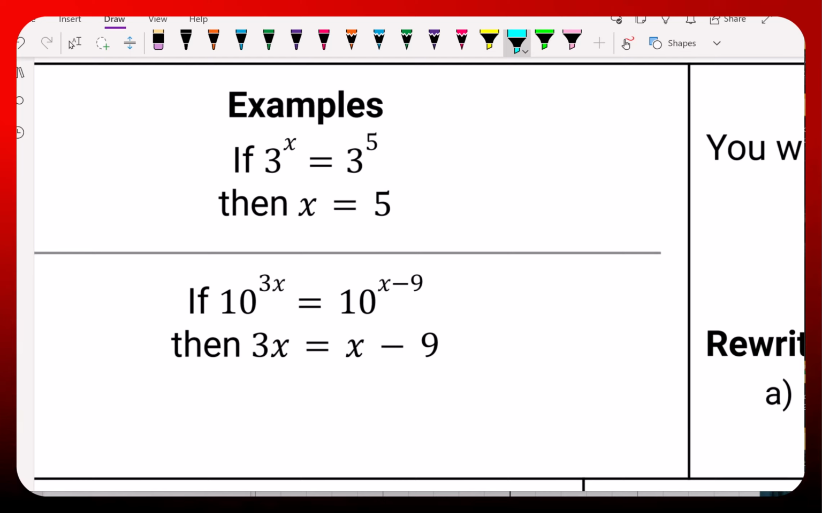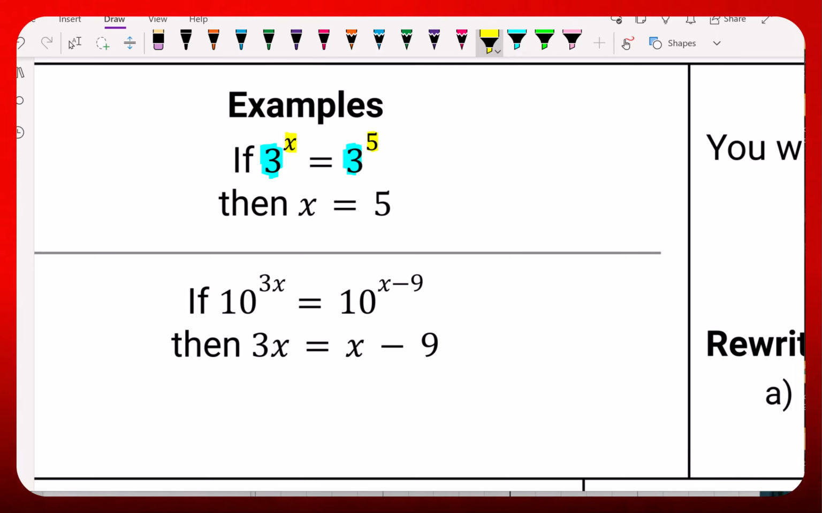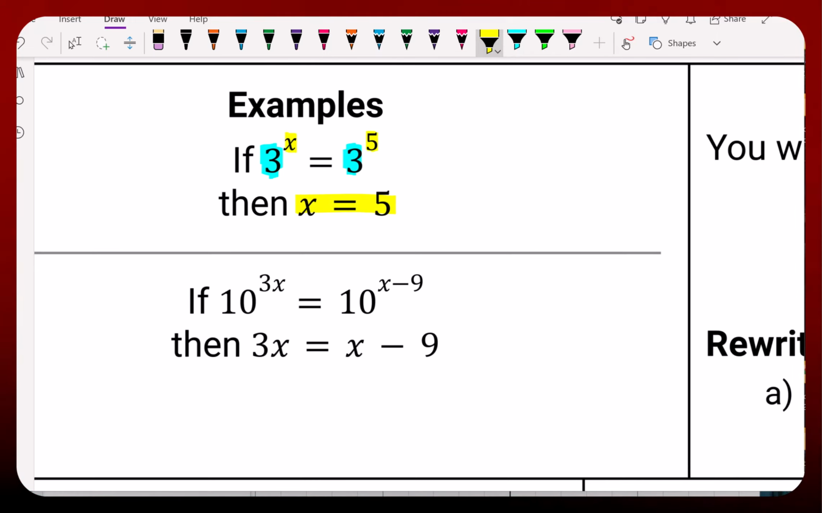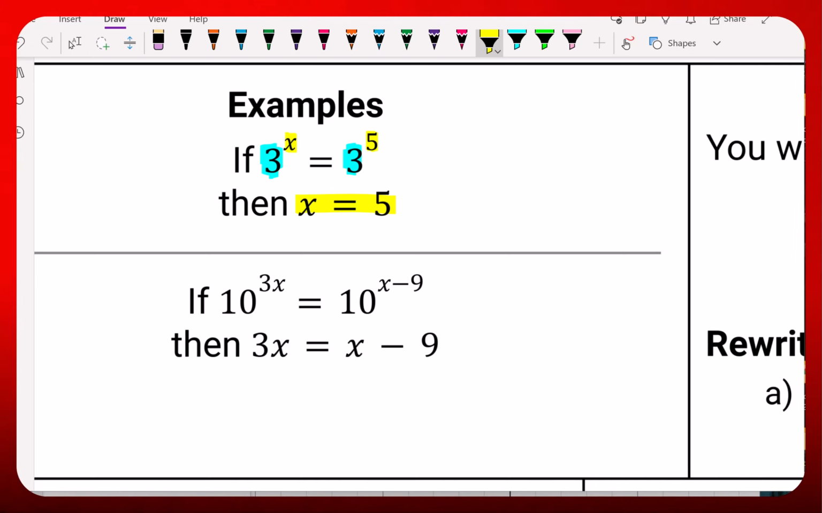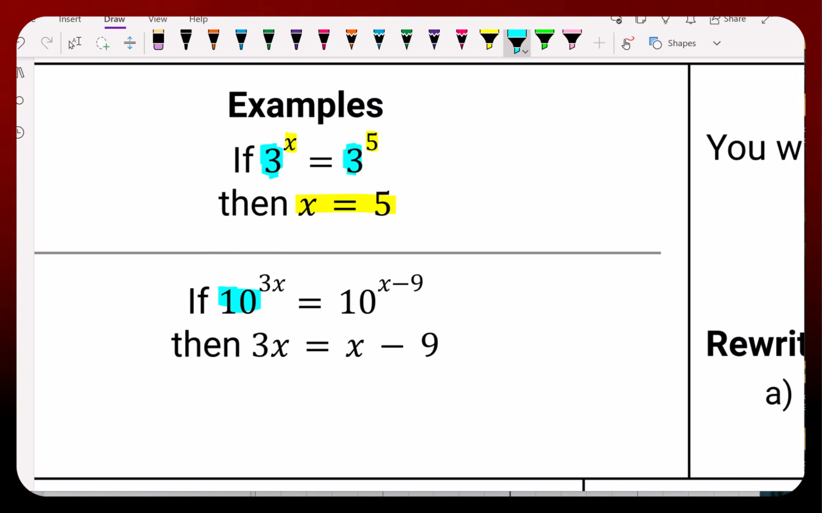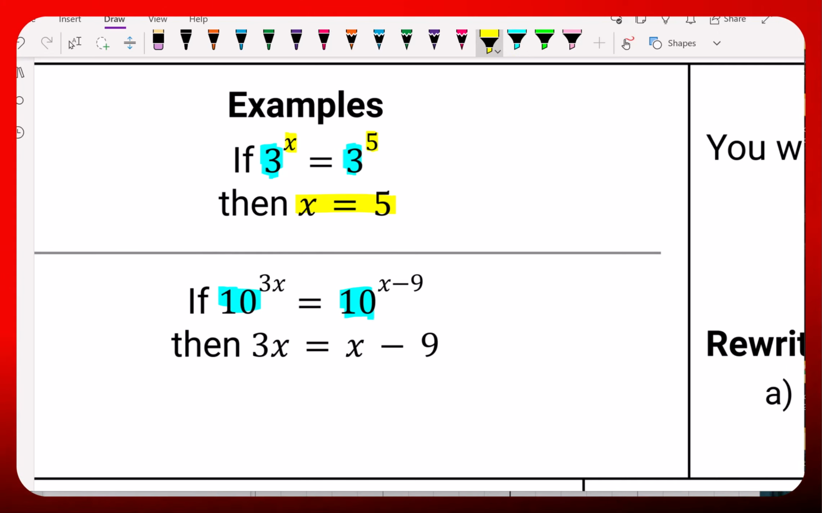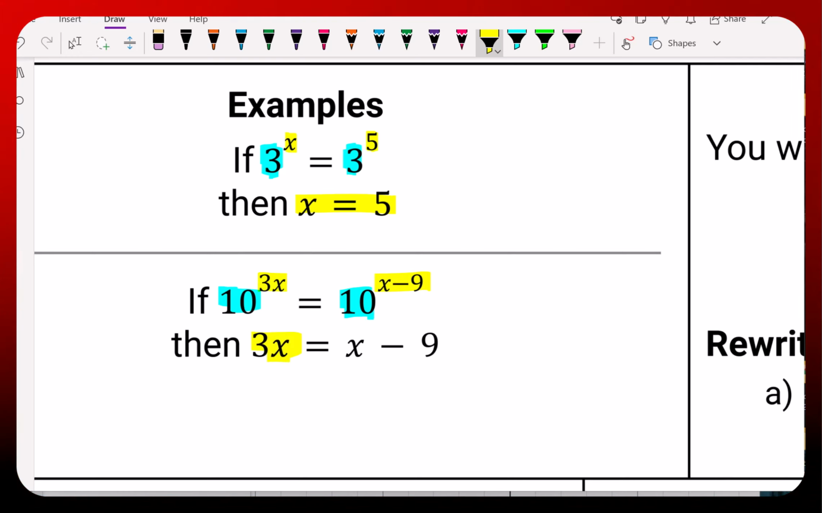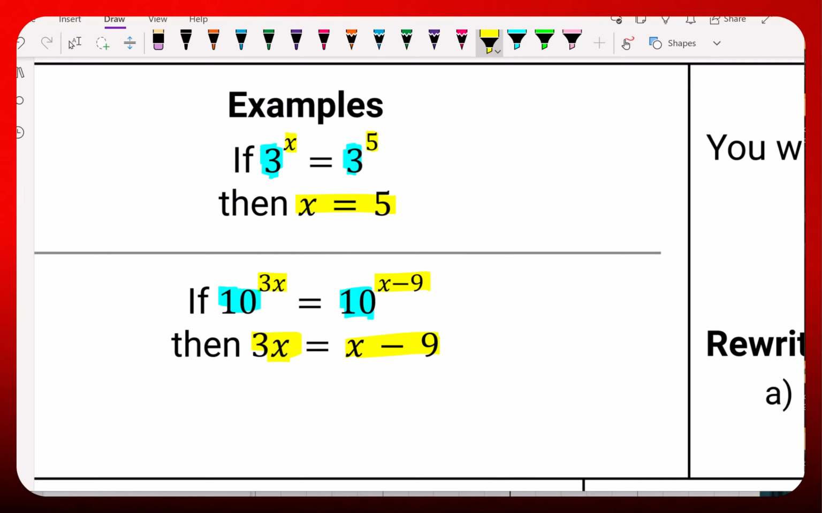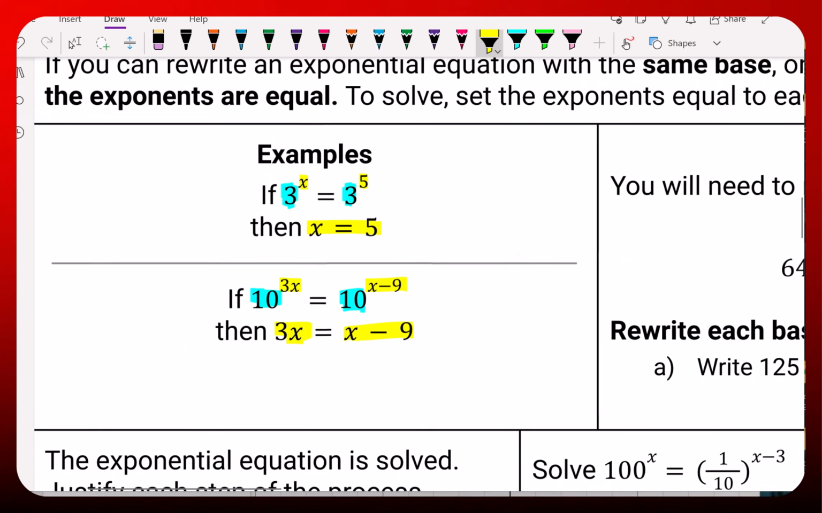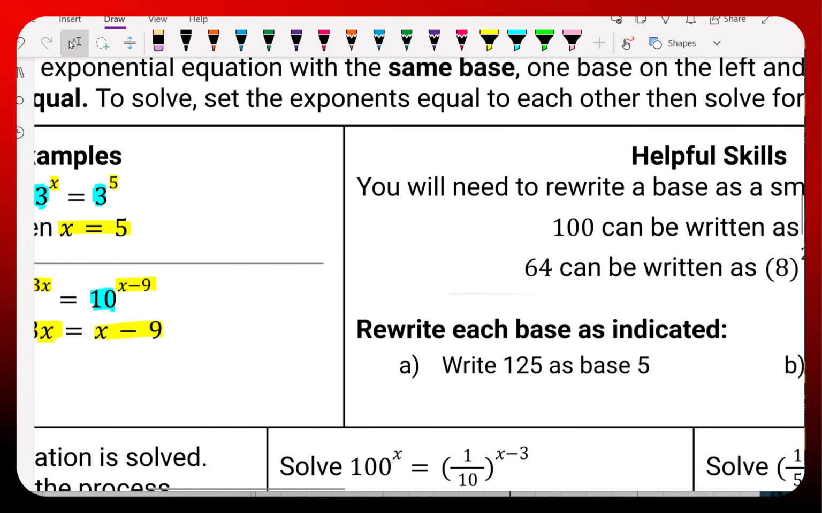So over here, I notice that I have base 3, and then on the right hand, I also have base 3. So that means that this exponent is going to be equal to this one, and it just makes a statement. So sometimes it's really simple. You just say x equals 5, and then sometimes, like for example, this one right here, you have base 10 on either side. If you look at the exponents, 3x is equal to x minus 9. Then what you're going to have to do, realize that it's a linear equation, and you're going to have to get x by itself and solve it that way. So sometimes they're very easy, and sometimes you have a lot more work to do.